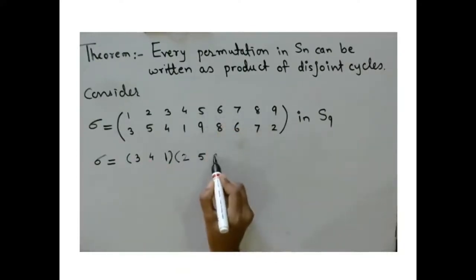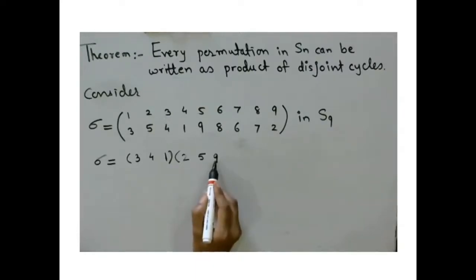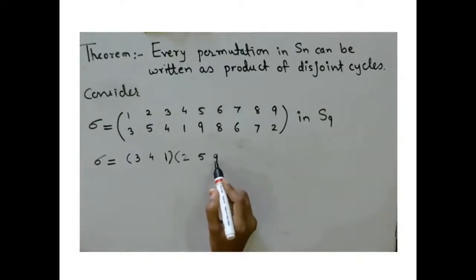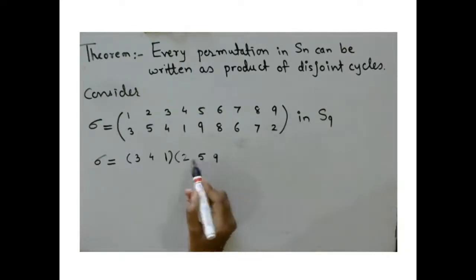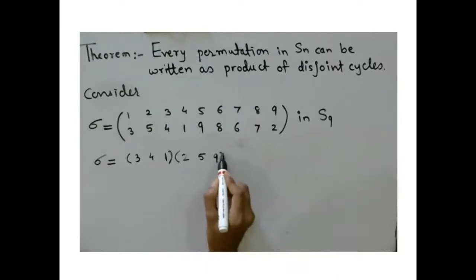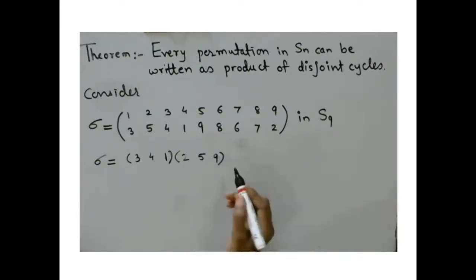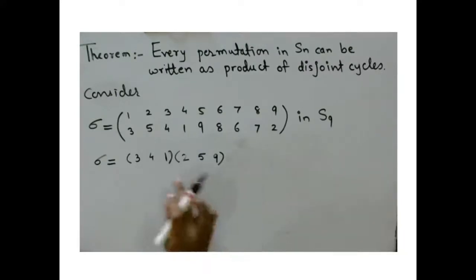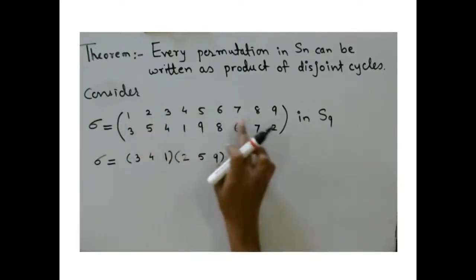Image of 5 is 9. That is sigma of B2. This will be B3. Then see where 9 is mapping. 9 is mapping to 2. So 9 is again going back to 2. So we close the cycle here. Then you consider an element which is not there in these two cycles. If you have exhausted all the elements, then we will stop here.